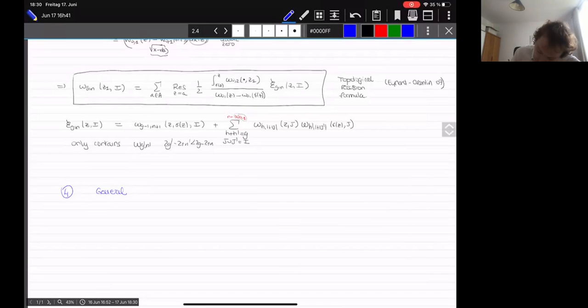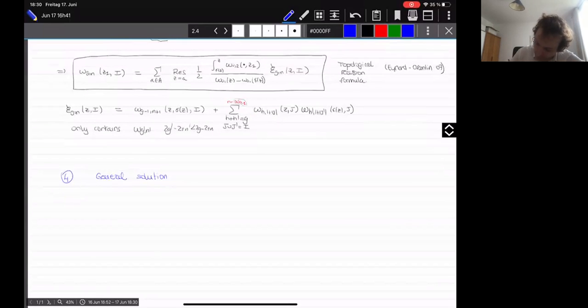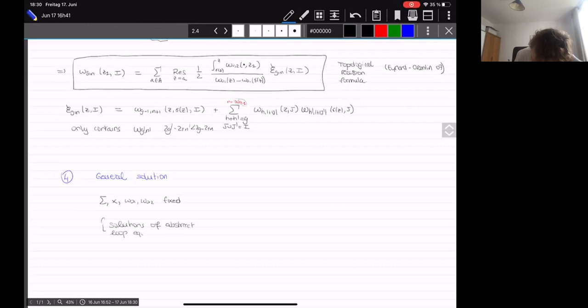But now what about the general solution when your solution is not normalized? So you take the same setting, so sigma, x, omega 0, 1, omega 0, 2 is fixed. And let us look at the set of solutions of abstract loop equations. So these abstract loop equations contain linear equations, quadratic equations. So it's a complicated set.